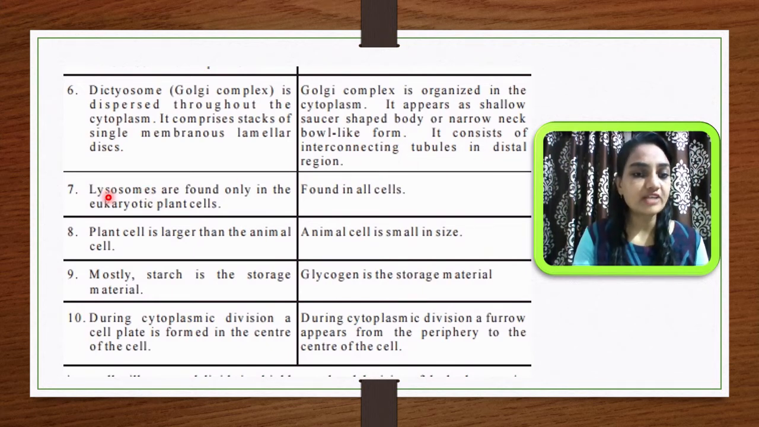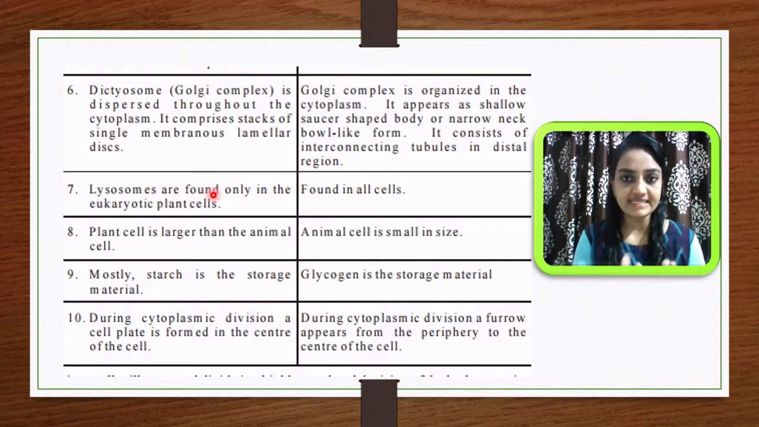So lysosomes, the seventh point, are found only in eukaryotic plant cells, and found in all cells. If the plant cell is eukaryotic, then only lysosomes are found. If it is prokaryotic, then lysosomes are not present. Found in all cells means that in the animal cell, each and every cell will have a lysosome. Then the eighth point: the plant cell is larger than the animal cell. The size of the plant cell will be larger, whereas in the animal cell, the size is small.